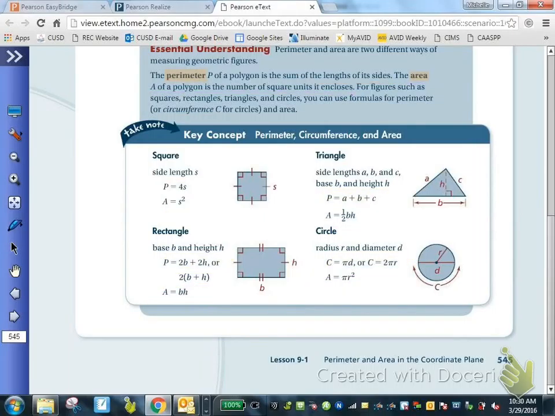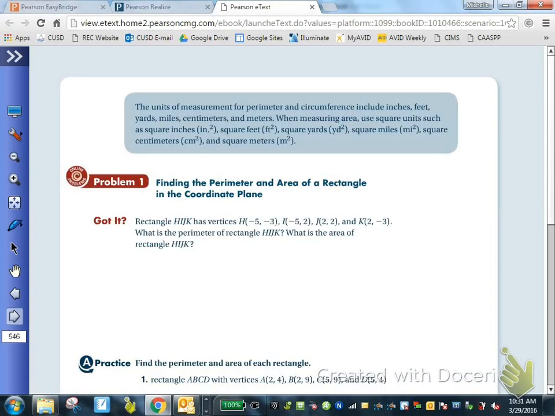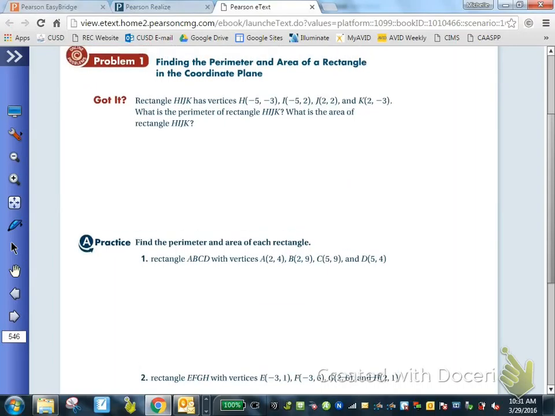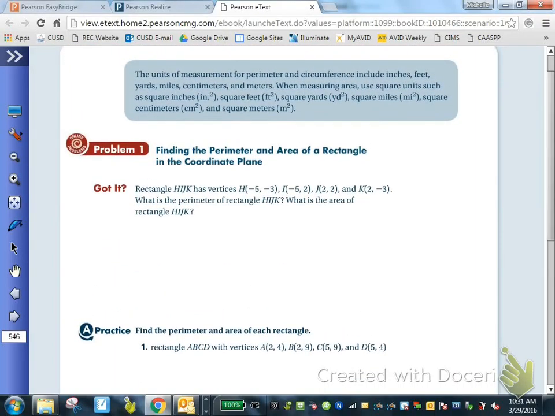So we're going to go to the next page. And we're going to be doing it in the coordinate plane. One thing I want you guys to please note. So let's read this blue paragraph together. The units for perimeter and circumference include inches, feet, yards, miles, centimeters, and meters.